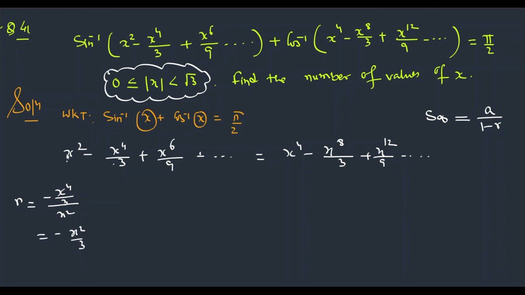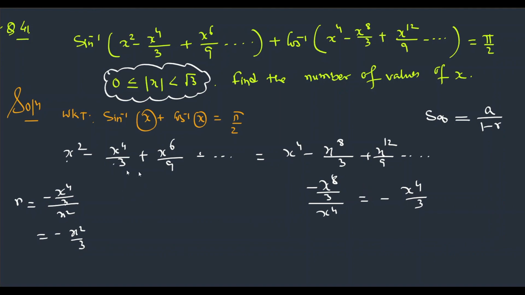So if you multiply the first term by minus x square by 3, you will get the next term. If you multiply this minus x power 4 by 3 by minus x square by 3, you will get x to the power 6 by 9. So our common ratio in this case is minus x square by 3. And here, if you calculate minus x power 8 by 3 divided by x power 4, the common ratio will be negative x power 4 by 3.